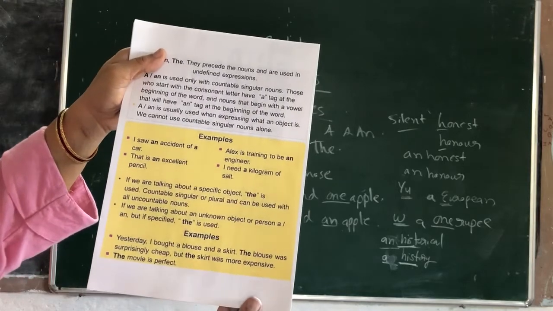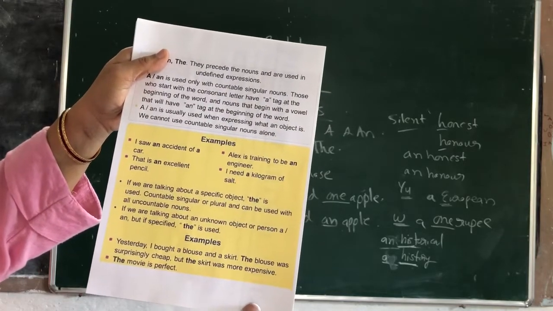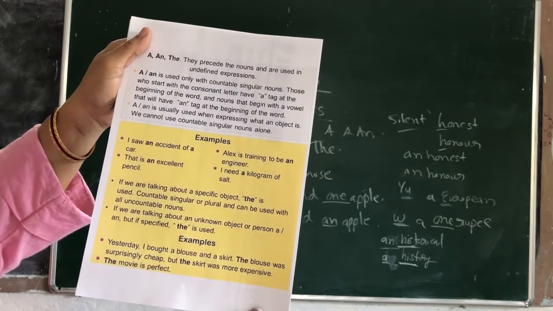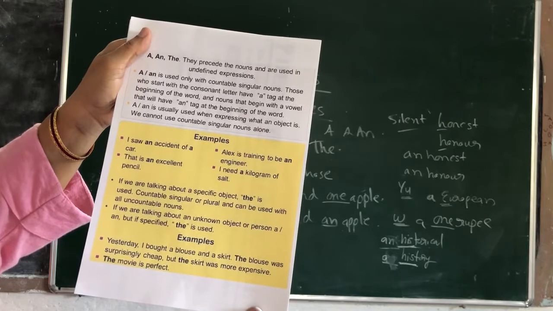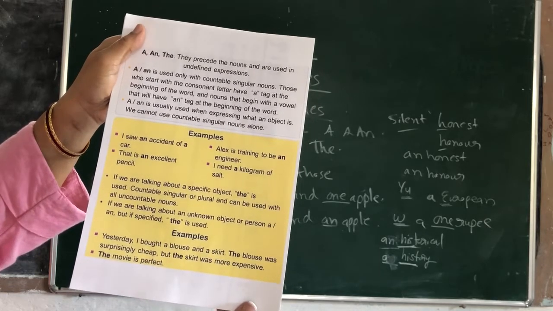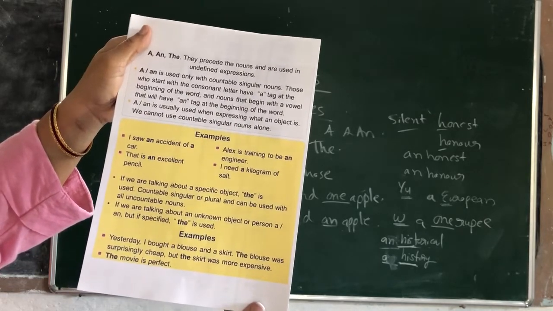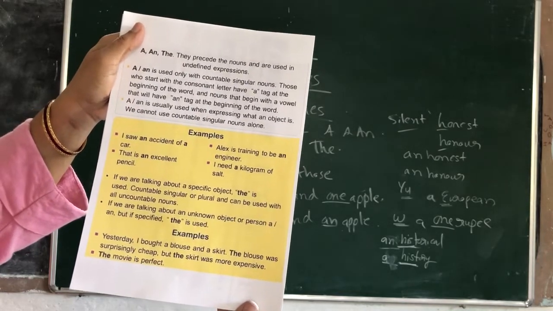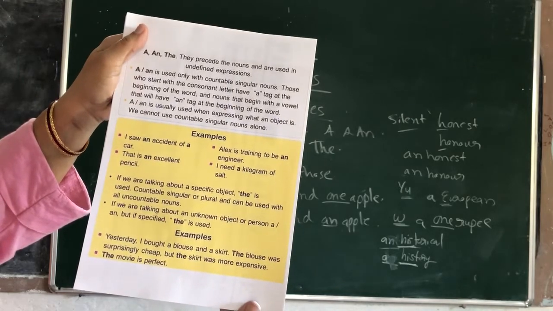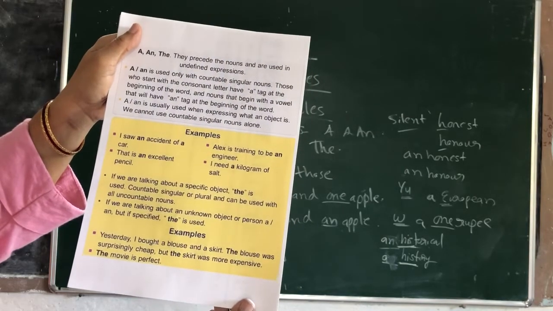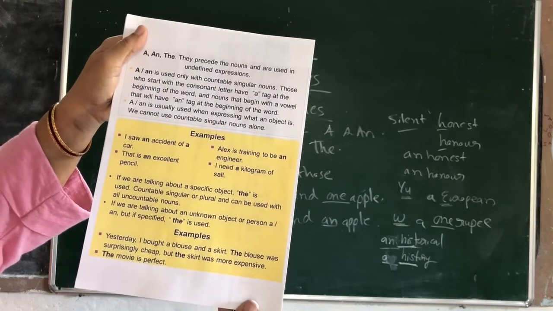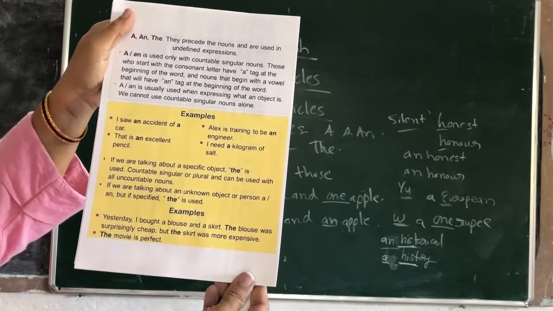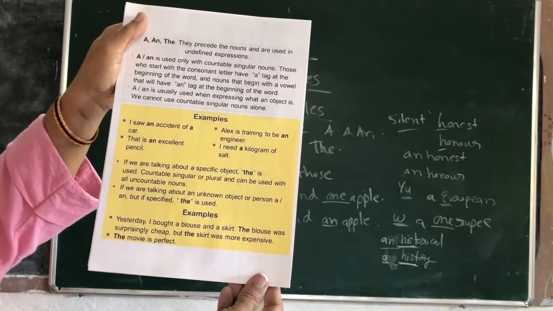Now examples: I saw an accident of a car. That is an excellent pencil. Alex is training to be an engineer. I need a kilogram of salt. If we are talking about a specific object, particularly when we know what we are talking about, the is used. It can be used with all countable nouns, singular or plural. If we are talking about an unknown object or a person, a or an. But if specified, the should be used. If you don't know about whom you are speaking particularly, you should use a or an.